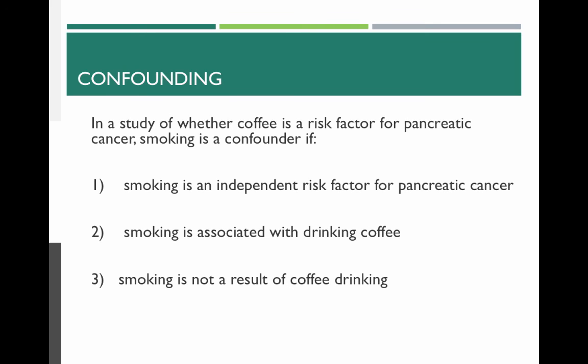So in order for something to be a confounder, in this case, smoking confounds the relationship between drinking coffee and pancreatic cancer if it meets these 3 criteria. 1, smoking is a risk factor for pancreatic cancer. We know this is true from other data. 2, smoking is associated with drinking coffee. This is true as well. Many people who smoke also drink coffee. The 2 are highly correlated.